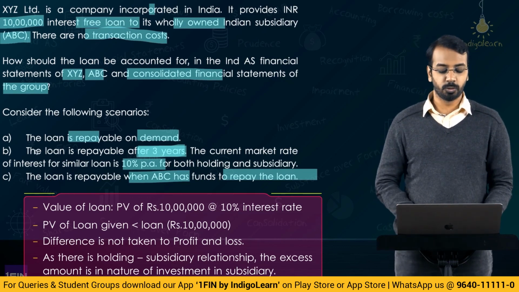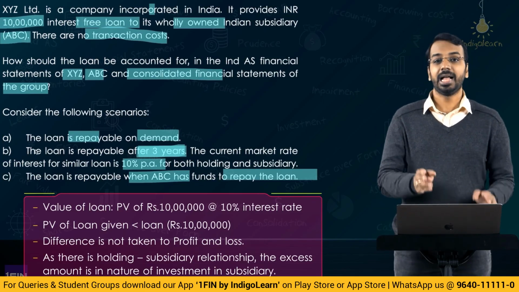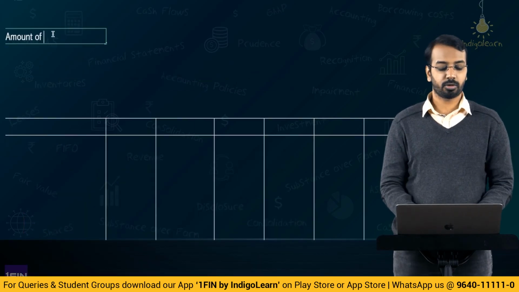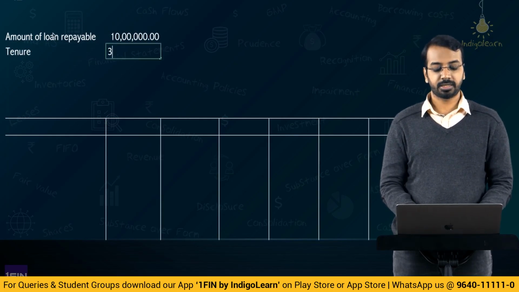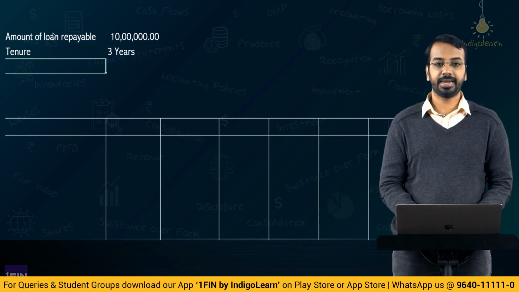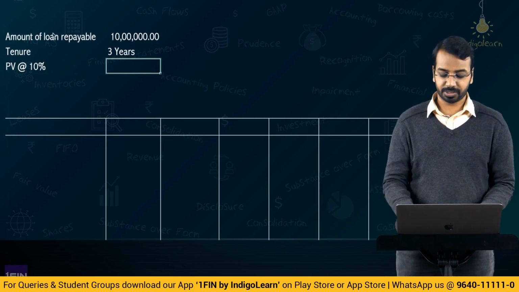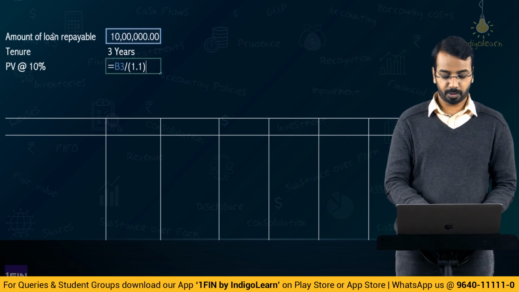Now, the thing that you have to do in case of scenario B is to determine the present value and then account for the transaction. So, here the amount of loan repayable is how much? 10 lakhs. Tenure is 3 years, right? And present value at 10%. What will be the present value at 10%? You can directly do 10 lakhs divided by 1.1 to the power of 3.